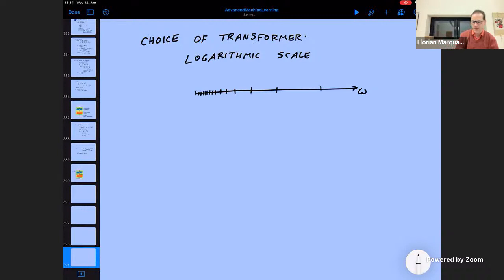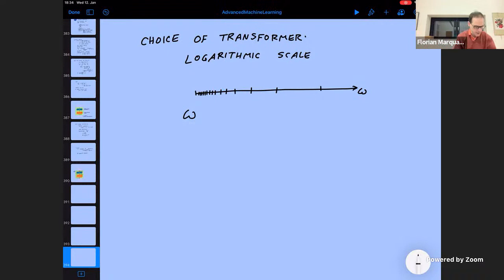Before I write down the formula, what this will do effectively is that you have high frequencies available, which are very good for distinguishing positions at short distances, but you also have many very small frequencies available, which are very good to distinguish positions at long distances. And so it's a very good compromise.